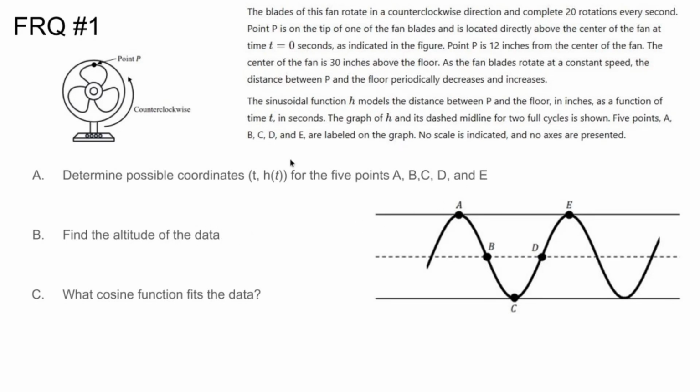So problem A is to determine the possible coordinates (t, h of t), so like x, y, for the 5 points A, B, C, D, and E. Here's what they look like. The nice thing about this problem is we know that P starts at the top, and so it gave us A to start at the top.